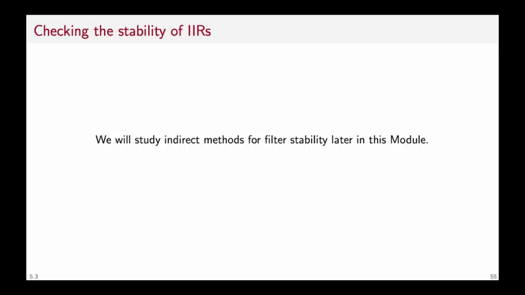Later on in this module, we will study indirect methods for filter stability that will allow us to determine whether a filter is stable or not without going through the impulse response explicitly.